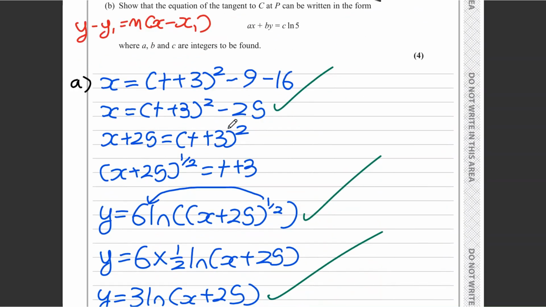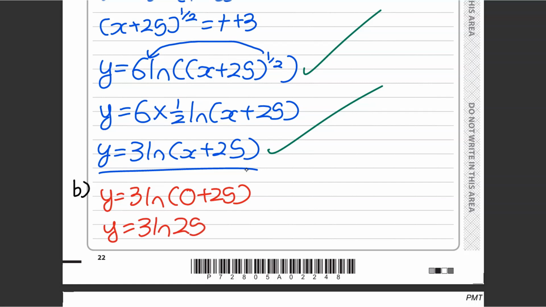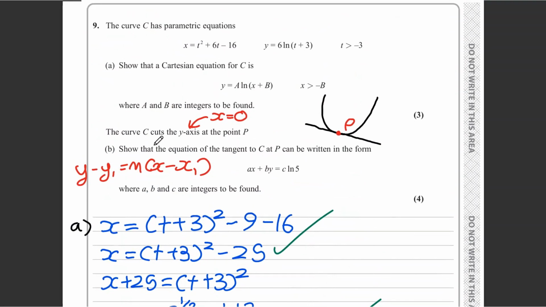In order to find the y coordinate, we can just sub in x is equal to 0 into this equation here. So it's going to be y is equal to 3 natural log of, and x is 0, so it's going to be plus 25, like this here. So it's going to be y is equal to 3 natural log of 25. So therefore the point P, x is equal to 0 and y is equal to 3 natural log of 25. So we can use this point for the equation of a straight line. Now we need to find the gradient of this straight line.